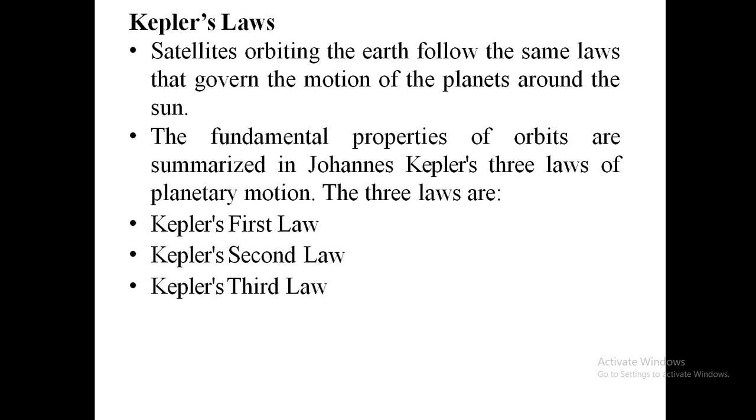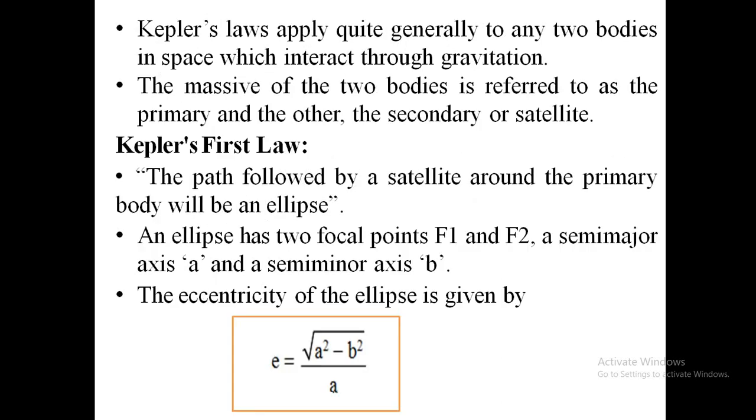Kepler's laws. Satellites orbiting the Earth follow the same laws that govern the motion of the planets around the Sun. As the planets are revolving around the Sun, we have satellites revolving around the Earth in its orbit. The fundamental properties of orbits are summarized in Johann Kepler's three laws of planetary motion. They are Kepler's first law, second law and third law.